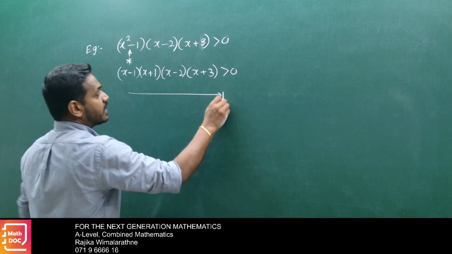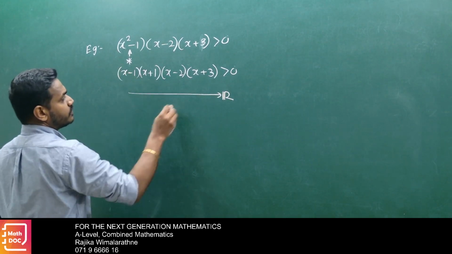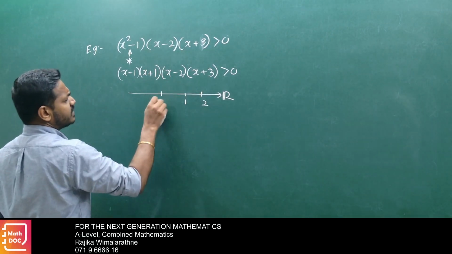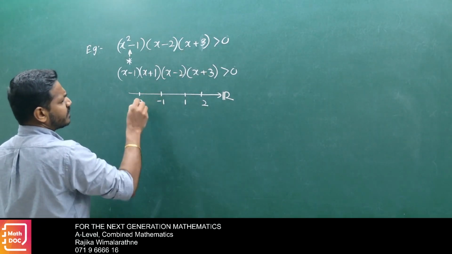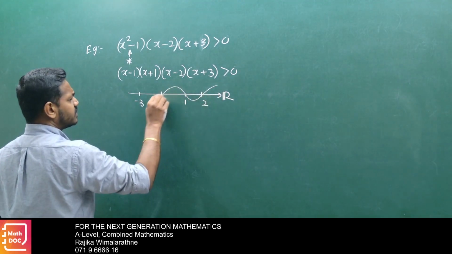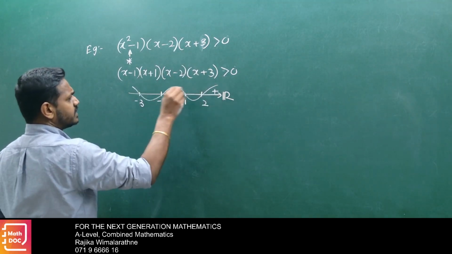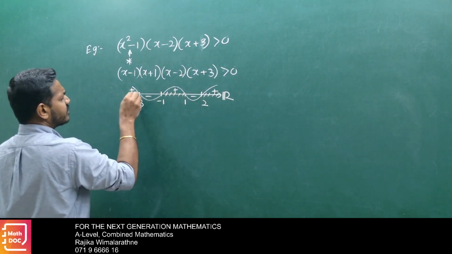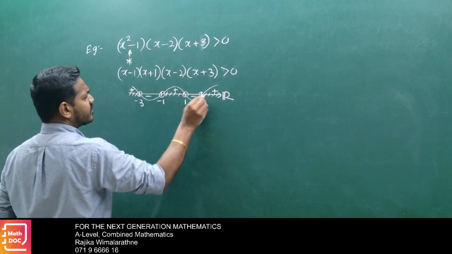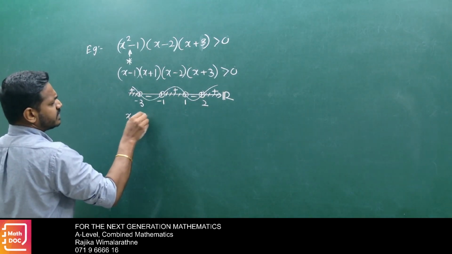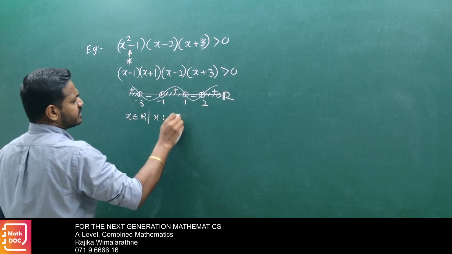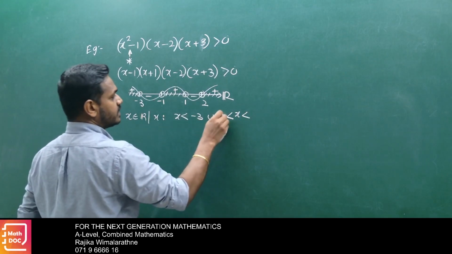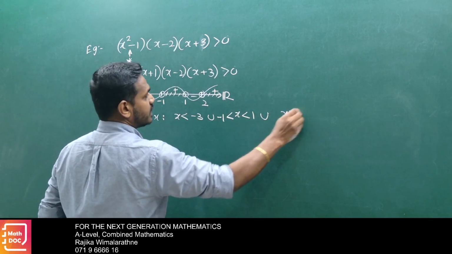Real number line. Here 0 value 1, 0 value 2, 0 value minus 1, 0 value minus 3. Start right hand upper corner. Then positive regions here, here, here. Shade them. Then x element of real set: x such that x less than minus 3 union x in between minus 1 to plus 1 union x greater than 2.